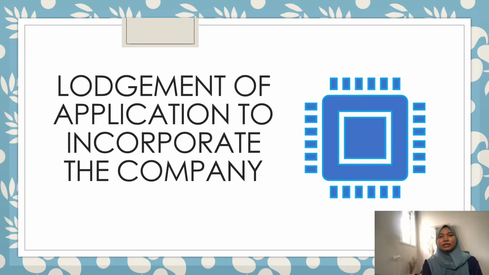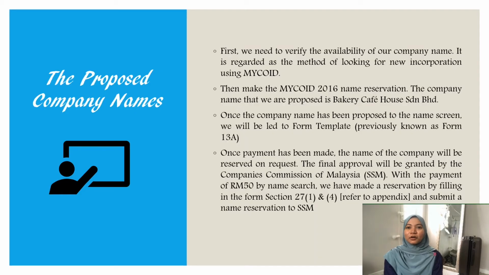Okay, second, the lodgement of application to incorporate the company. For lodgement of application, first we must do the proposed company name. First, we need to verify the availability of our company name. It is regarded as the method of looking for new incorporation using MyCoID. Then, after we make the name reservation using MyCoID, we must know the procedure and the process, and the company name that we proposed is Bakery Cafe House Sendirian Berhad.